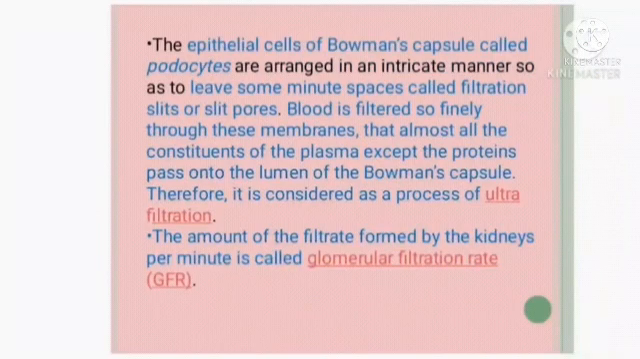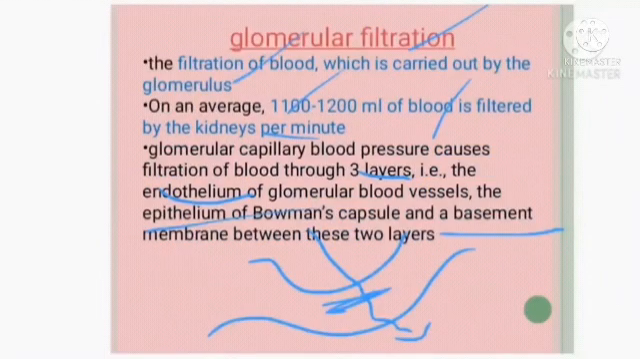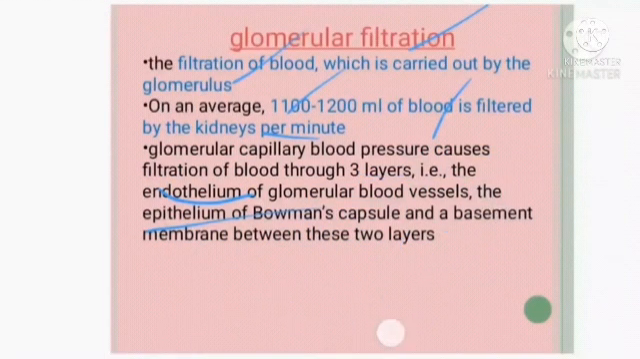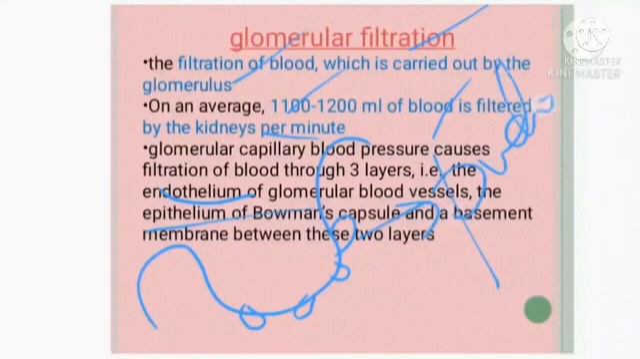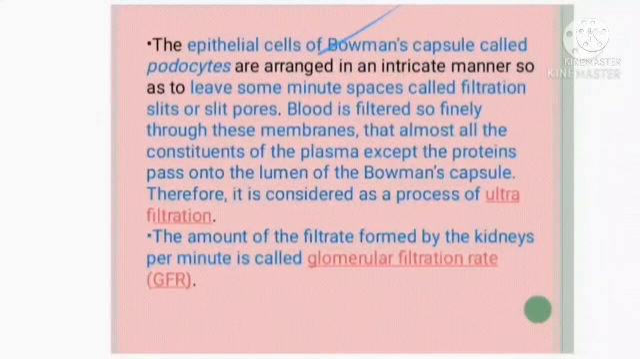Now for your information, the epithelial cells of the Bowman's capsule have small pores. What do we call them? We call them podocytes, or the filtration slits, through which the substances are getting filtered. So that you have to remember.